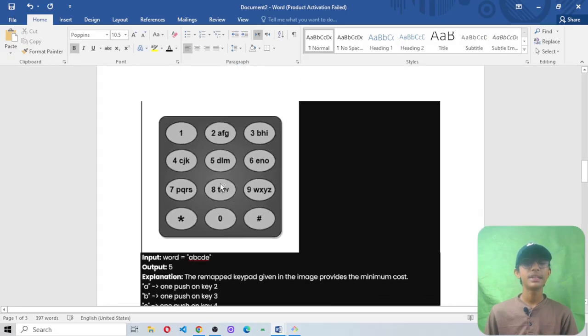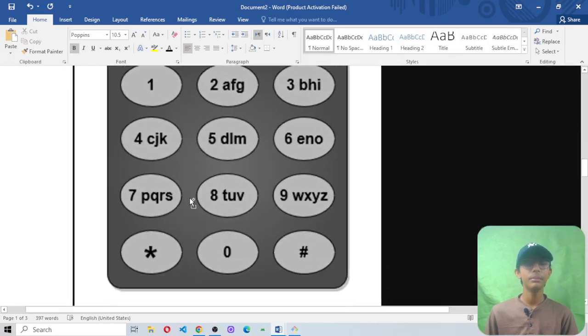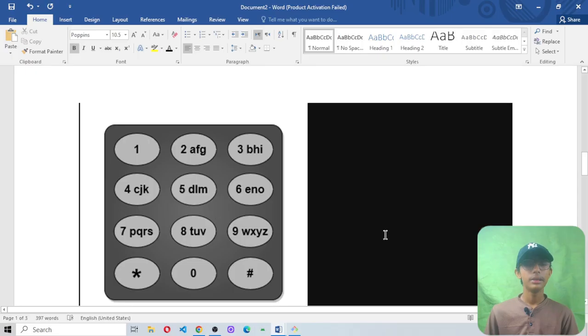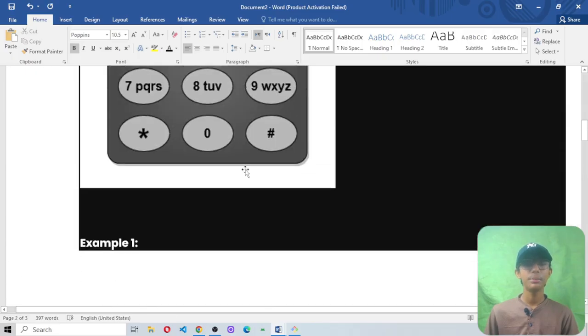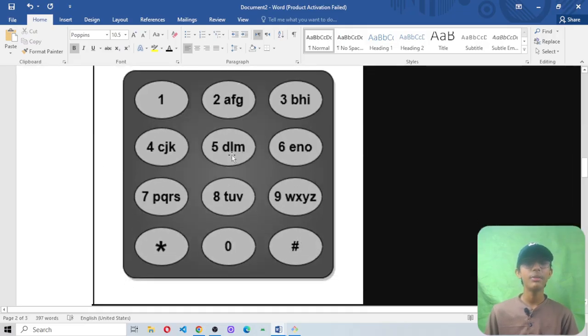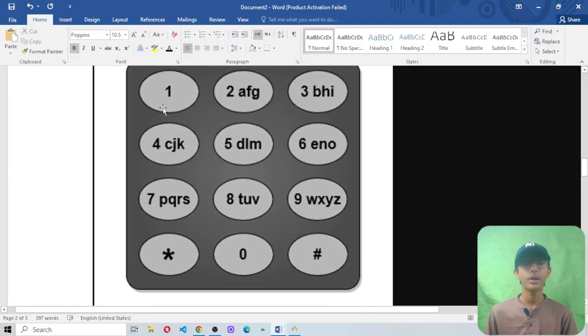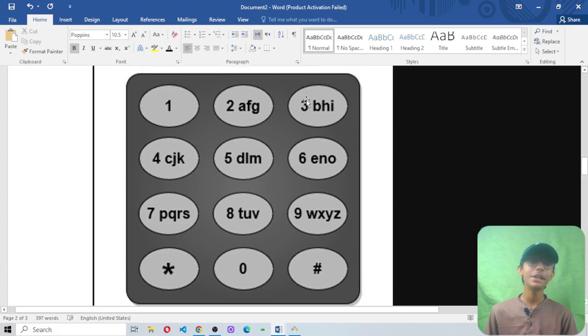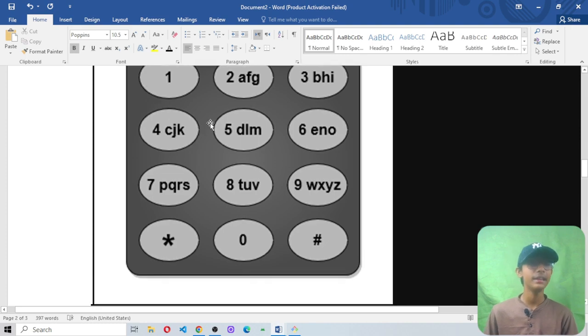Example 1. Here's example 1. If you see, here's the first diagram in example 1. This is not the same as the example you saw above, it is different. How? Because the alphabetical order is changed. If you see 1, then in 2 AFG, in 3 BHI, in 4 CJK, in 5 DLM, then 6 ENO, then in 7 PQRS, in 8 TUV, and in 9 WXYZ.